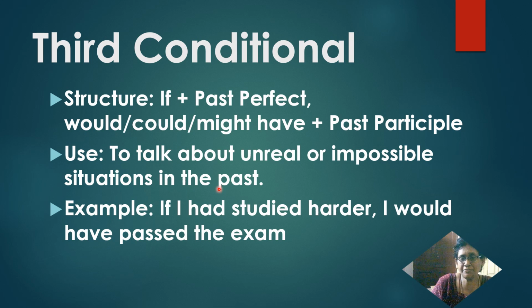So I have got if and I have got had studied. Had studied is a past perfect. So we can either have would or could or might have. So I have would here and then I have got the past participle. What is the past participle? The V3 form of the verb is the past participle.